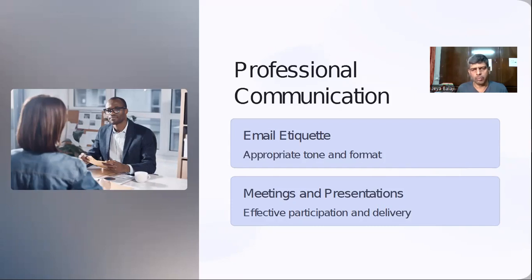Similarly, what is the right way of participating in a meeting, and how to give a presentation, how to express our ideas, how to listen, and what will be the effective way of being in the meeting and getting the most out of it. So we will be going through that.